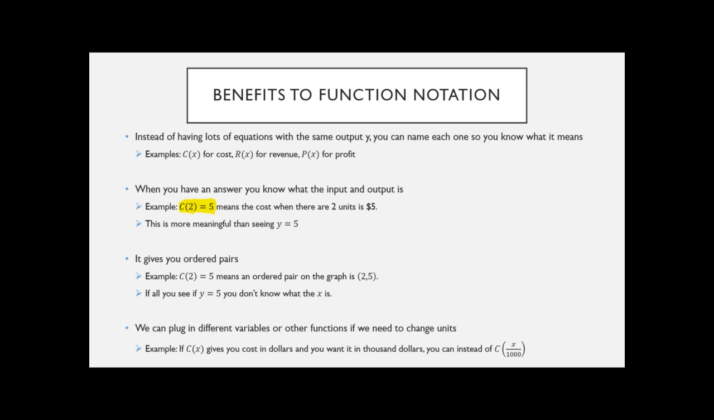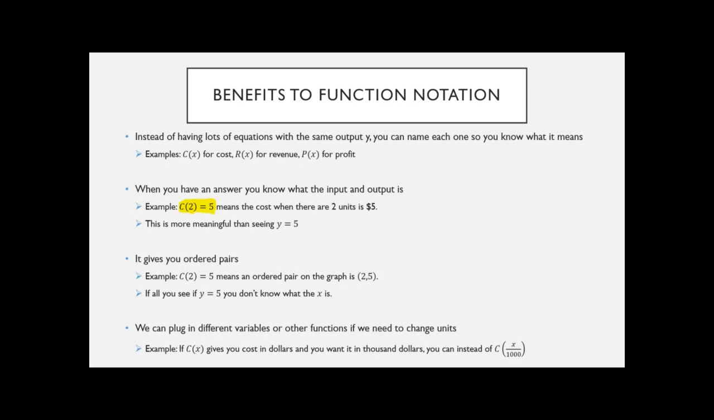Your input is 2, so let's say you have the cost to produce 2 units, and then 5 is the output, so that would be like $5 or whatever your units are. So this notation tells you what your input was and your output, which gives you more information than if you just saw the equation y equals 5. You might be like, okay, that's $5, but what's $5? But if you see C of 2 equals 5, it tells you, oh, the cost at 2 units is $5. You get a lot more information with that notation.